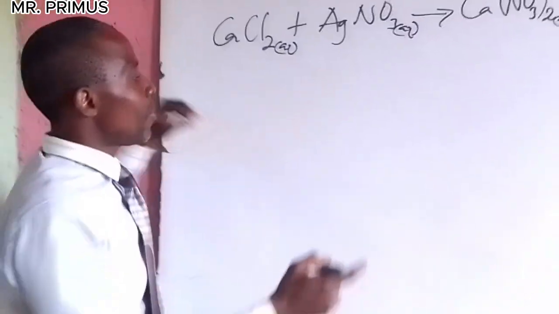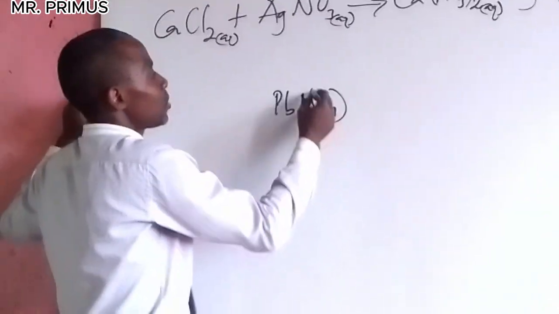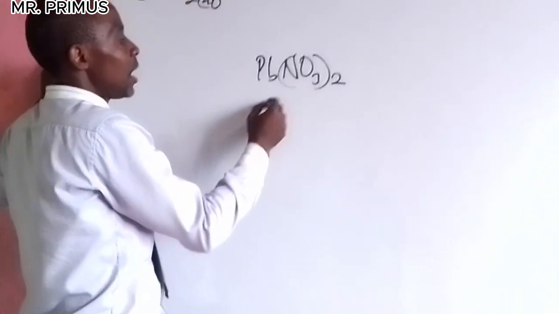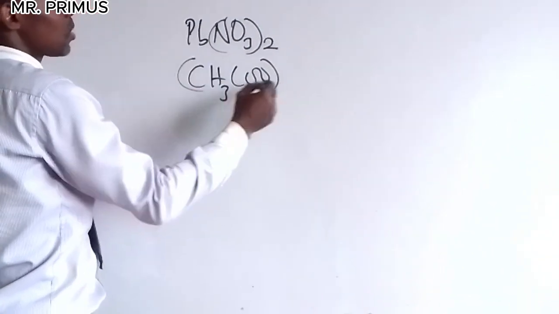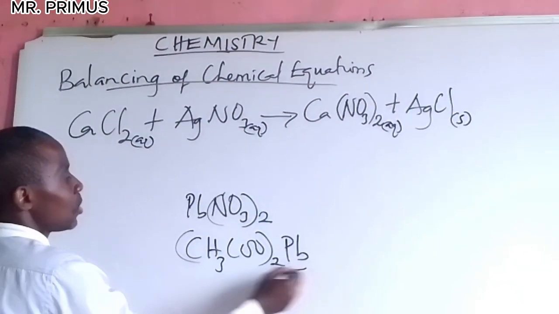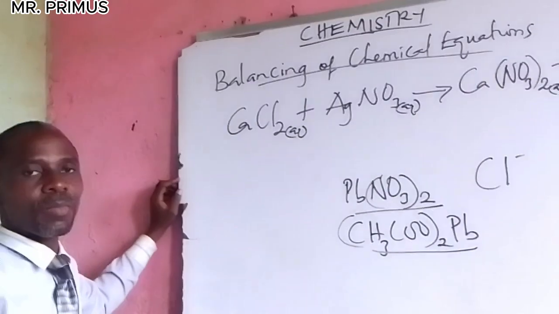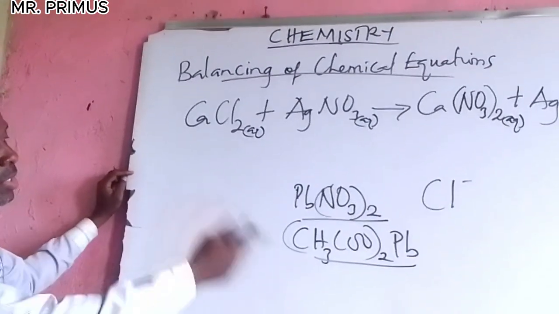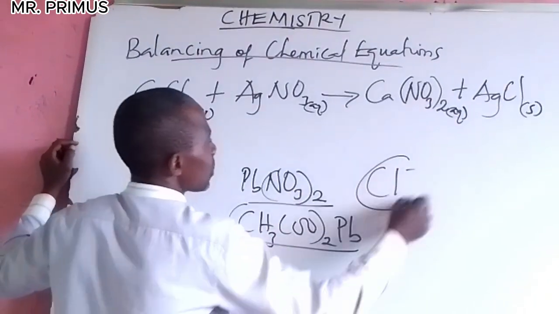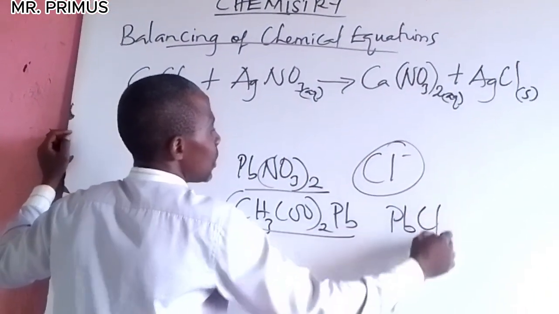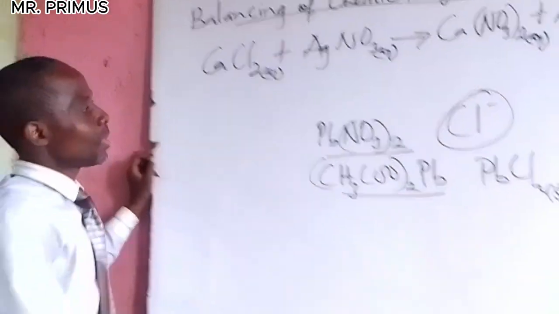The same thing is done by lead(II) trioxonitrate(V). Look at it, lead(II) trioxonitrate(V), also lead(II) ethanoate. This also does it. So these will all precipitate chloride ion, an alternative in practical chemistry. So use any of these three to precipitate chloride ion, like lead(II) chloride. This is an insoluble salt. But this is not what we are doing.